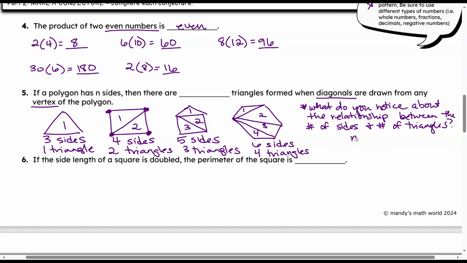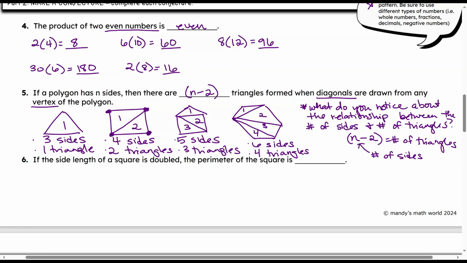Well, if I have n, what does n represent? N represents the number of sides. What do you notice about the number of sides and number of triangles? How many triangles are formed? N minus 2, right? If I have 3 sides, 1 triangle. 4 sides, 2 triangles. 5 sides, 3 triangles. 6 sides, 4 triangles. So n minus 2 is the number of triangles, right? That expression represents the number of triangles. And I'm going to write that down, okay?